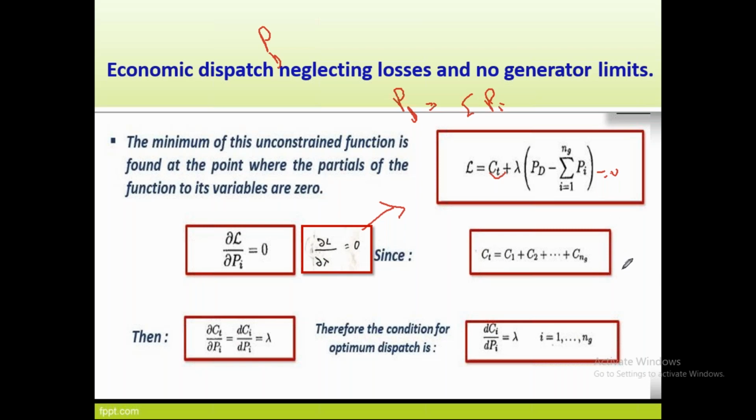Here we have two formulas. One is the total cost of a generating station and the second one is the incremental cost. We already discussed in the previous class, lambda equals dCt, that is total cost of plant, divided by dPi. So this is the incremental cost, and this condition we have to use for optimum load dispatch.